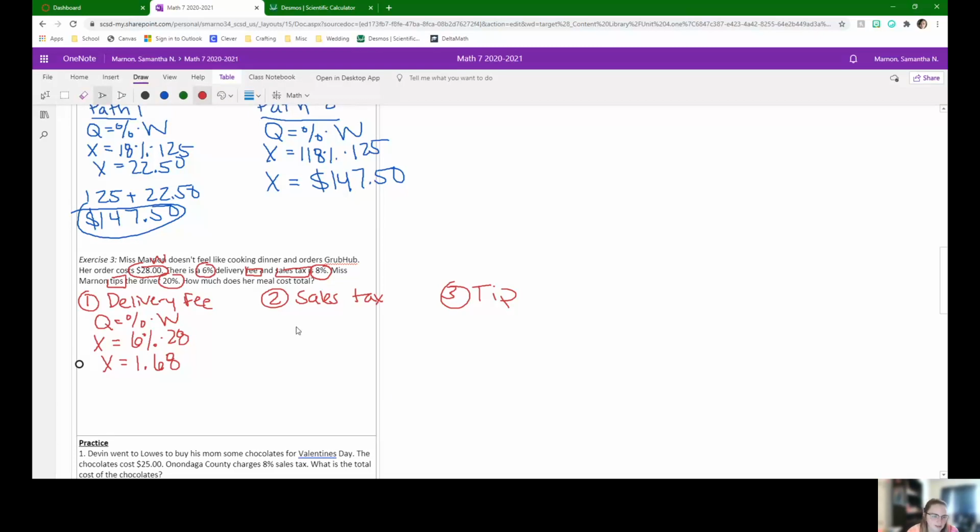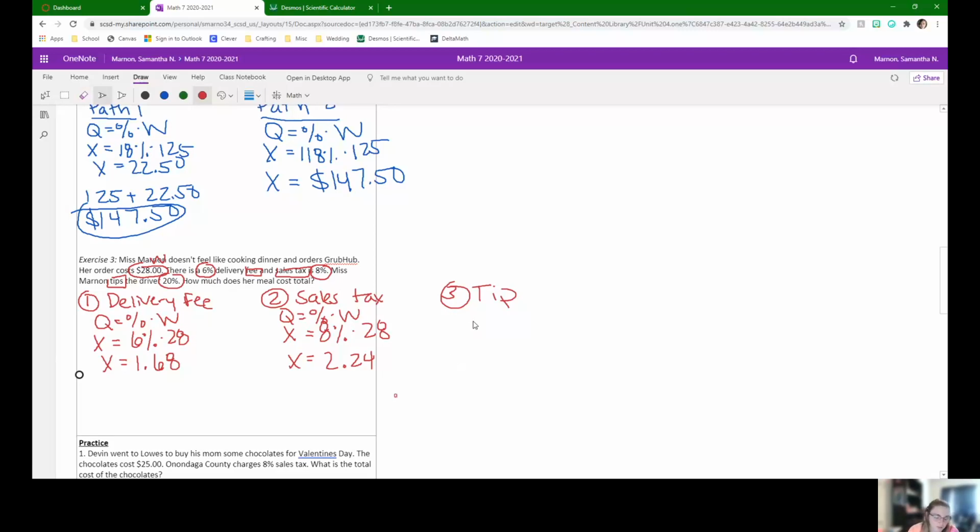Let's do sales tax next. So quantity equals percent times whole. We're going to find out what that tax amount is. So we're going to be using an 8% sales tax times the $28 for the meal. So you could be doing this with the percent key on a calculator if you have one, or using 0.08. I got sales tax to be $2.24.